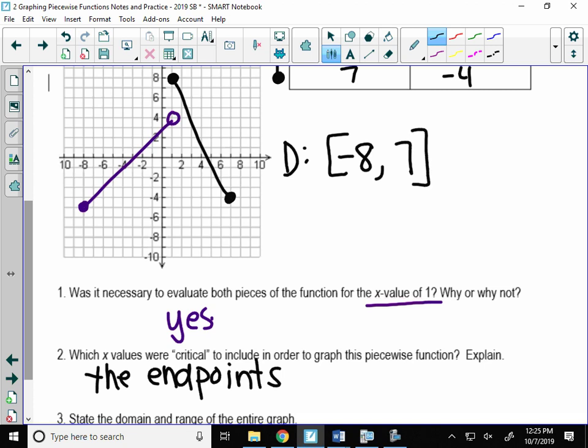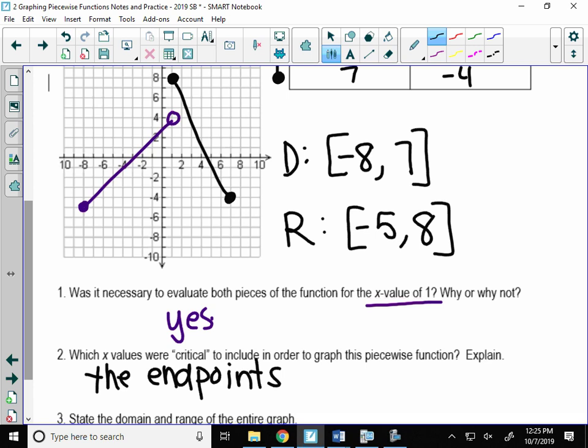Do you guys agree or disagree? Agree? Okay. What would be the range? Where's your lowest y value? -5. Okay. And how high up do you go? 8. Okay. Let's open up our calculators. We're going to need them for the next one.